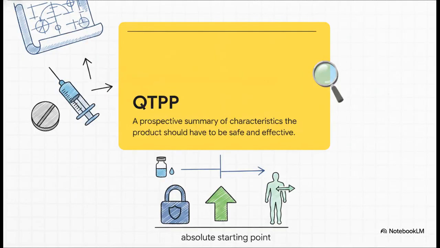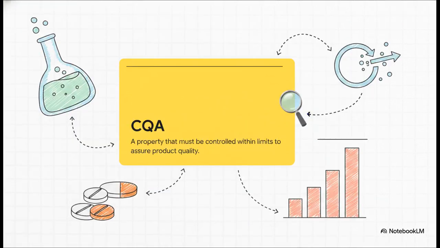It all starts right here with the QTPP, or Quality Target Product Profile. This is a prospective summary of the clinical characteristics your product must have to be safe and effective. We're talking about how the drug is used, its route of administration, the strength, the whole shebang. It is the ultimate clinical intent and the absolute starting block of our design blueprint. From that broad QTPP, we derive our CQAs, the critical quality attributes. A CQA is a specific physical, chemical, biological, or microbiological property that must be controlled within strict limits to assure product quality. These are your absolute non-negotiables.